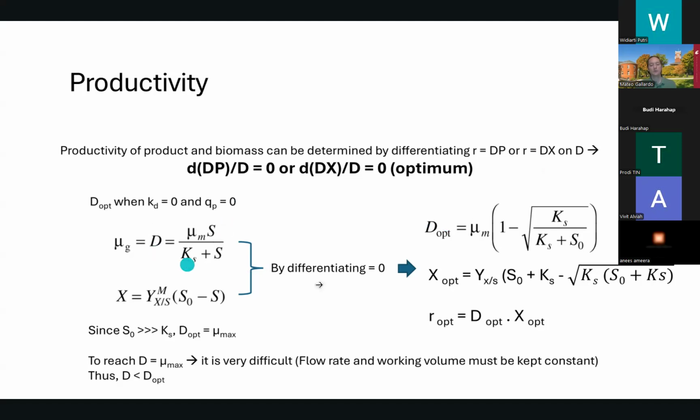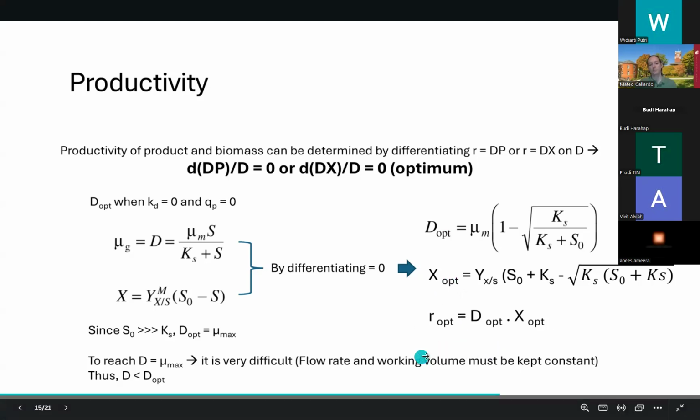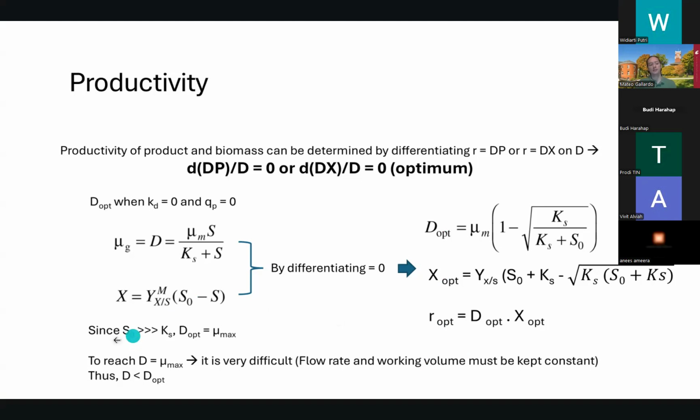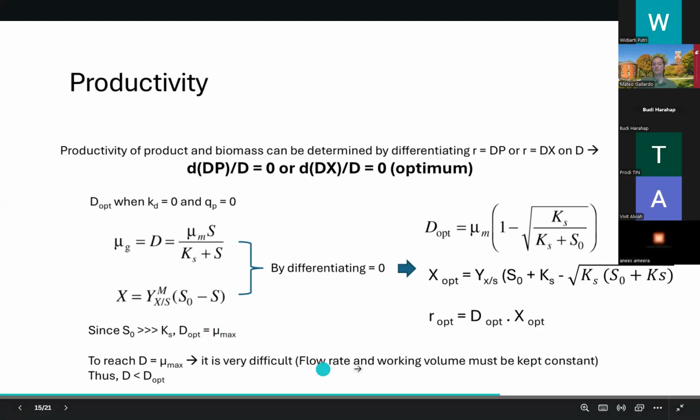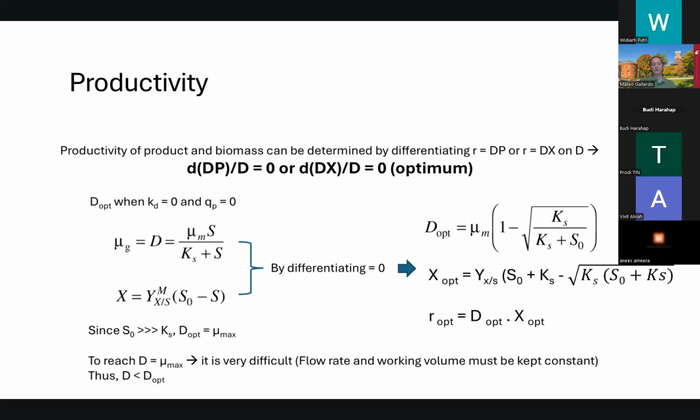So from these formulas, when we differentiate, we get these expressions for our optimum values of dilution rate and concentration of biomass, and we can get the optimum productivity. As always, the substrate in the inlet is much bigger than the Ks. Then we have that the optimum dilution rate is equal to the mu max. But again, reaching this is very difficult because it's difficult to keep the flow rate and the working volume constant, but also because we're getting close to the washout point. So the dilution rate will not be the optimum.